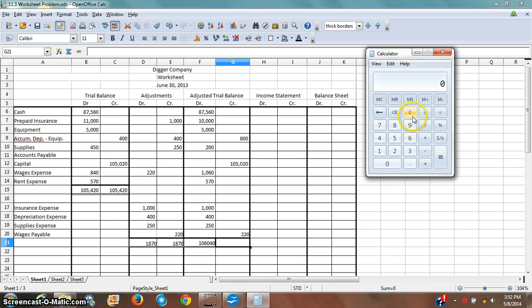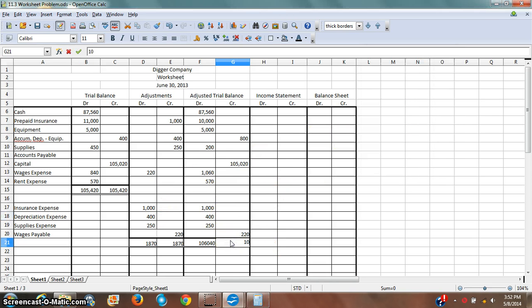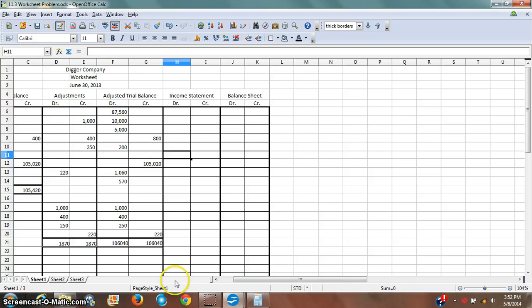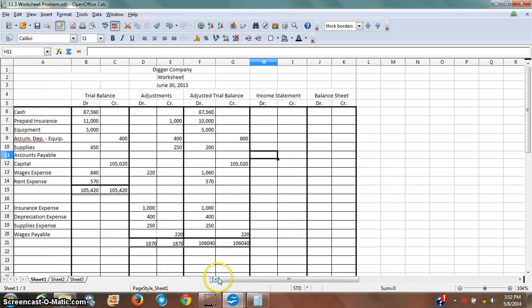Let me do the other side. And lo and behold, it balances. So this means I can type it in down here. I can know that these two columns balance. I've done everything correctly, and so everything works out. And now I'm done with the adjusted trial balance column of the worksheet.